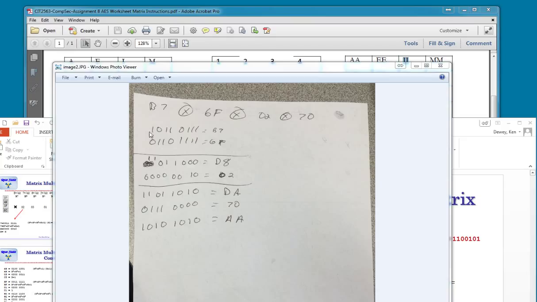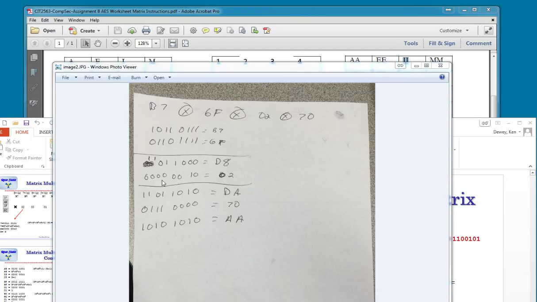We end up with one or the other, but not both. So 1 and 0 is 1. 0 and 1 is 1. 1 and 1 is 0. 1 and 0 is 1. Then 0 and 1 is 1. And all the rest are 1s, so we get all zeros. 1 and 1 is 0. So B7 and 6F XORed together give us D8. Then we need to XOR 02 with that. So now we're taking that D8, XORing 02.